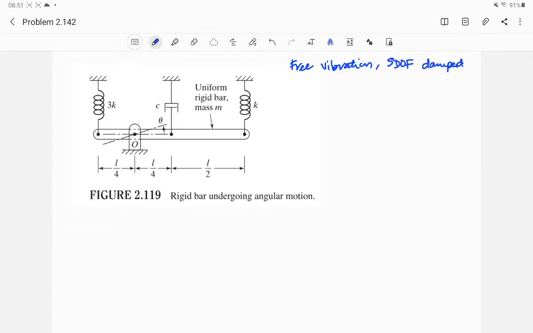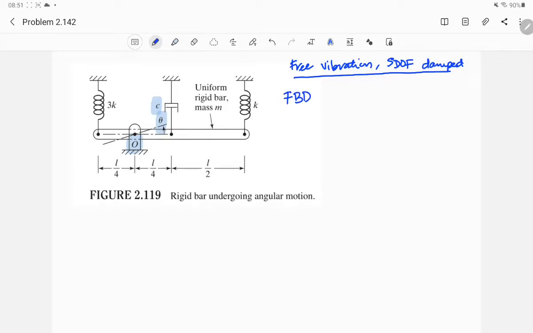Hi, so this is problem 2.142. You have here a free vibration since you do not have any input, and we're still talking about a single degree of freedom system, damped because you do have a damper here. We can see that you have this bar pivoted at point O. This thing will move like a rotation at an angle of theta. So you can actually write the free body diagram.